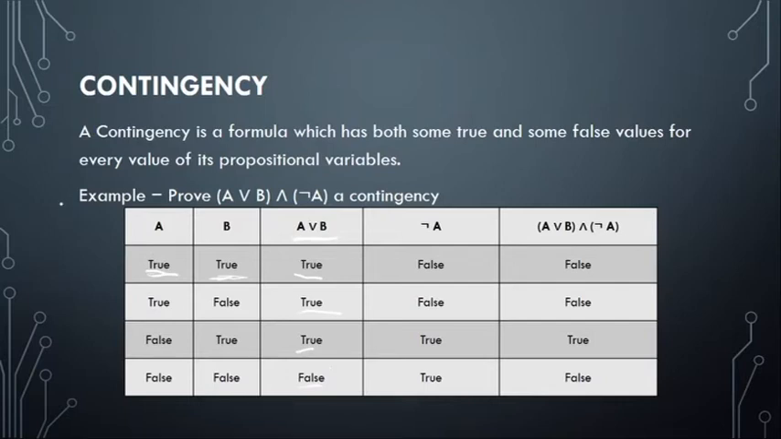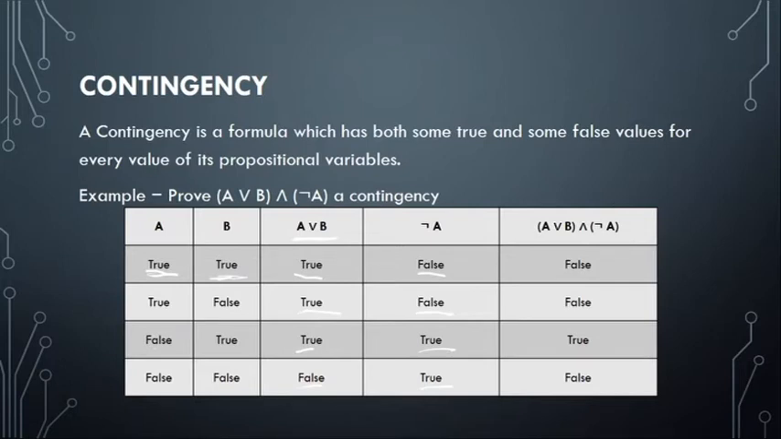Then, not A. Not true will turn false. Not true again, so false. Not false is true, then not false is true. Then the whole proposition: A or B and not A.